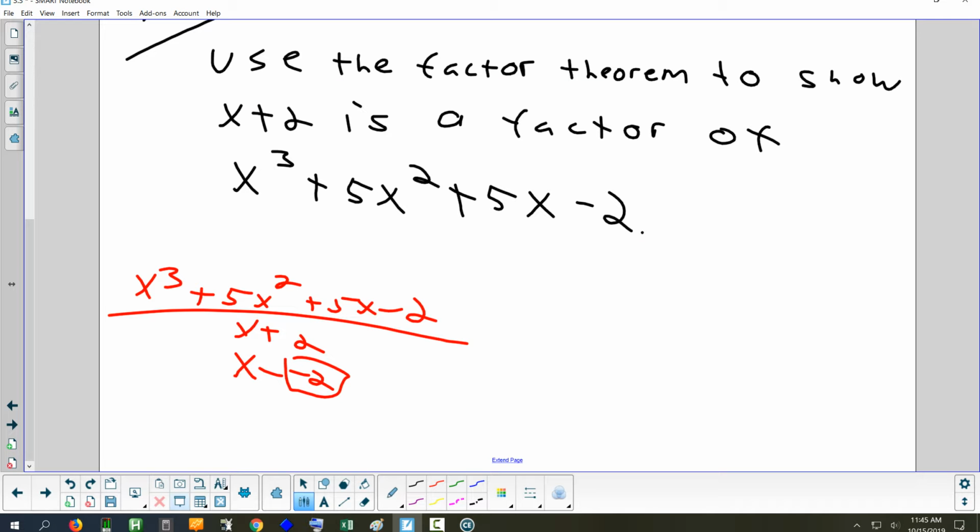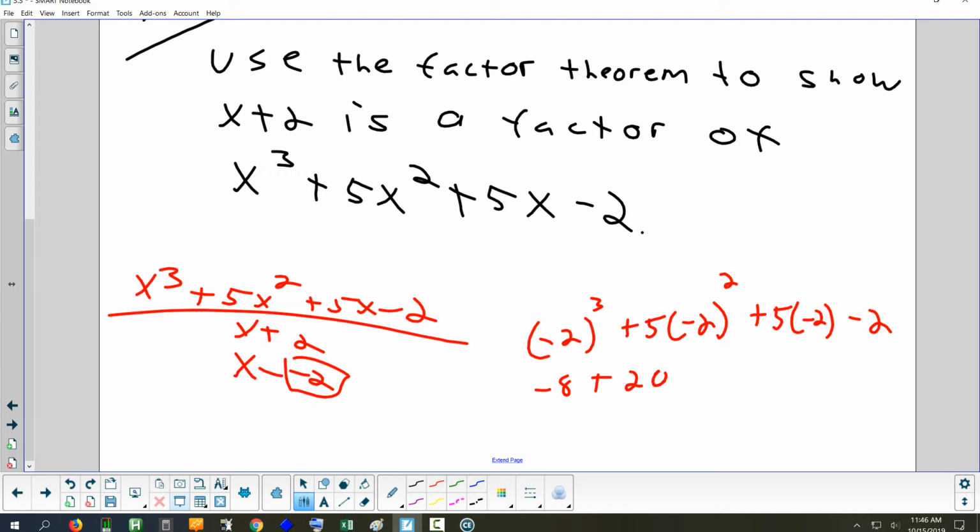So we're going to get -2 cubed, 5 times -2 squared, 5 times -2, minus 2. Could double check, make sure I didn't mess up. Negative 2 cubed is negative 8. Brianna, what's negative 2 squared? 4 times 5? 20. And Brendan, what's 5 times negative 2? -10. And Eric, we just have the minus 2.